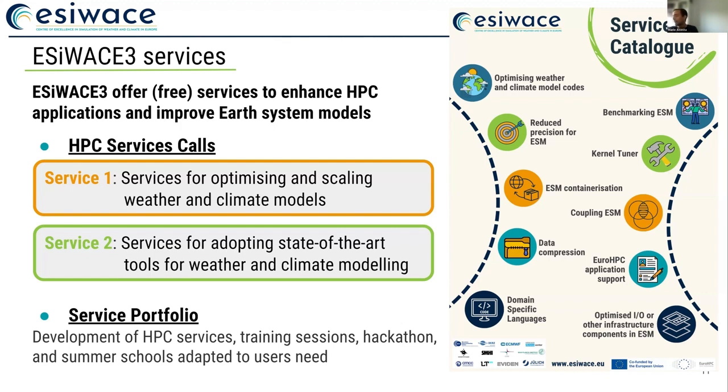On the right, you have different services that we are offering. For example, reduced precision of the weather and climate applications, also containerization for the model in which they are working, data compression, domain-specific languages. So we have a service catalog where we are offering different activities that the people who are applying can take.